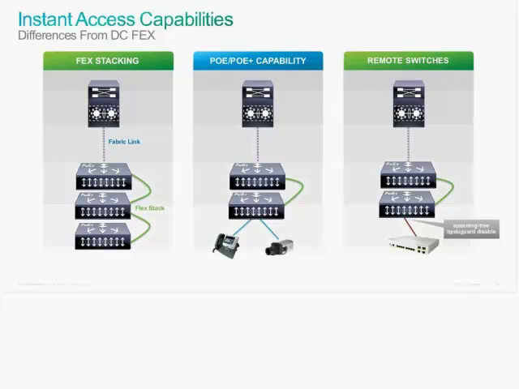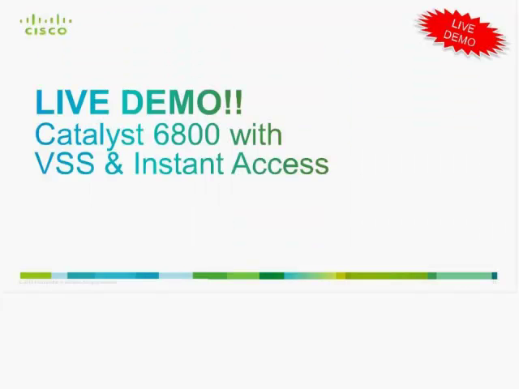The Catalyst 6K acts as a Smart Install director and will install the right image on it as this box comes up. Okay. So having said that, let's do a quick demo here and show the whole story about Catalyst VSS Quad Sup SSO as well as the Instant Access.